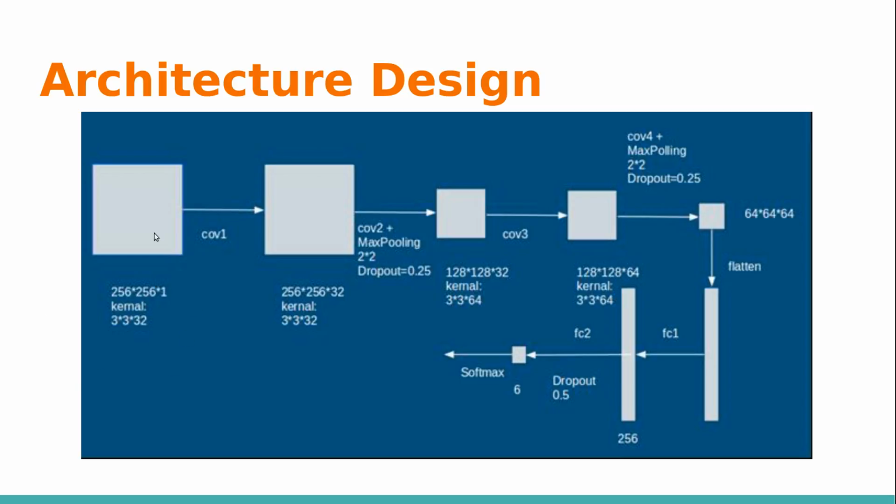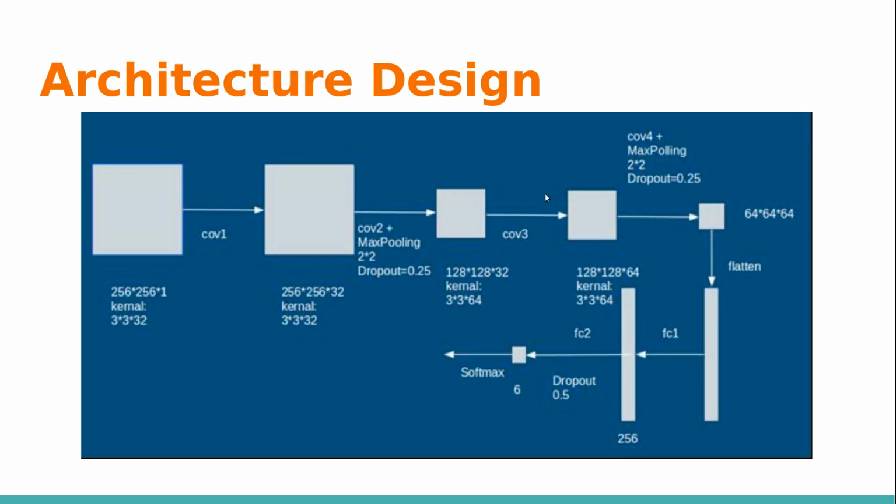For the kernel size of the first convolutional layer, it is 3 by 3 by 32. For the second convolution layer, the size is 256 by 256 by 32. The kernel size is 3 by 3 by 32. And I applied a 2 by 2 max pooling layer, and then applied a dropout in this layer. The dropout is 0.25.